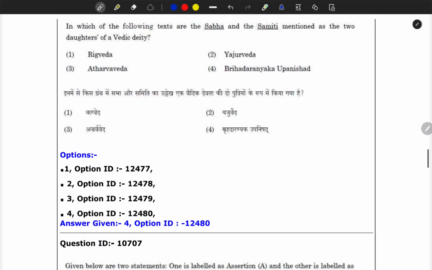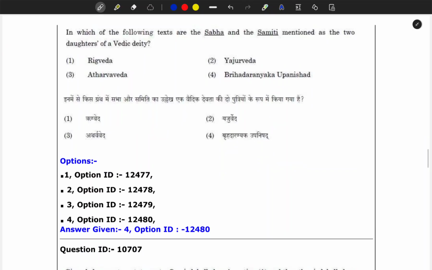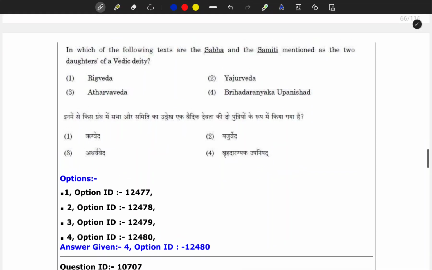Next question is that in which of the following texts are the Sabha and Samiti mentioned as two daughters of a Vedic deity? Here one thing I am clear is that in the Rig Veda Sabha and Samiti is mentioned, but I'm not sure whether it is mentioned as the two daughters of a particular Vedic deity or not.